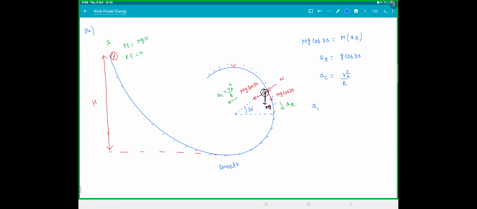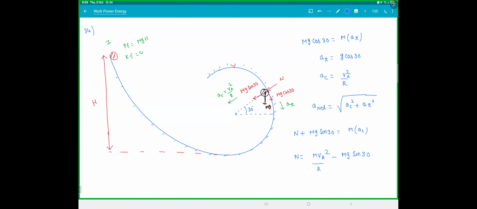So you want net acceleration. It's a non-uniform circular motion, so a net will be root over a centripetal square plus a tangential square. I need to find the speed there. We will do that. And what about the normal reaction? N plus mg sine 30 is providing your required centripetal force, m a c. So normal reaction will be m v A square by r minus mg sine 30. So there I need to find vA. That is the whole catch.